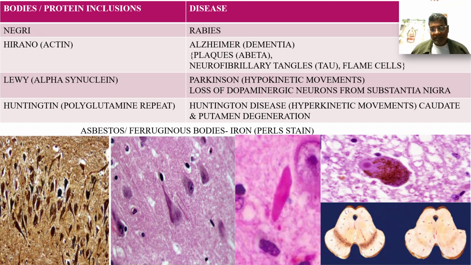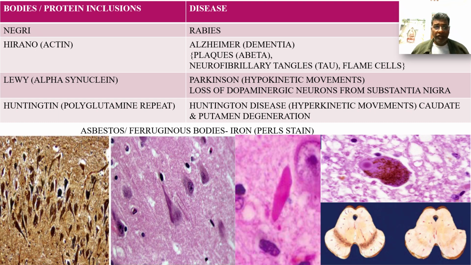Coming to Parkinson's disease, in this there will be hypokinetic movements, and Parkinson's disease is because of loss of dopaminergic neurons from the substantia nigra. There will be alpha synuclein protein inclusions called Lewy bodies, characteristic of Parkinson's disease.